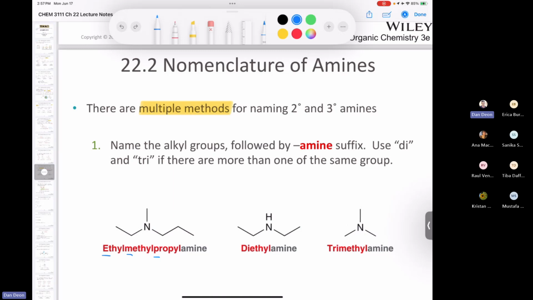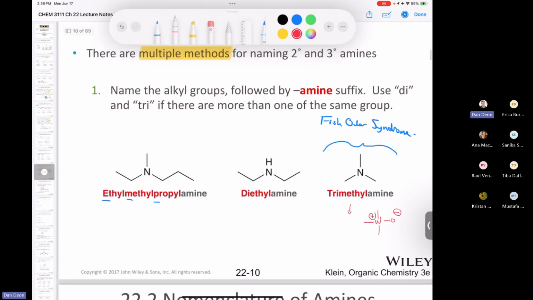And before I started recording this video this afternoon, my students and I were talking about something called fish odor syndrome. And what fish odor syndrome is, it's the inability to metabolize trimethylamine, which smells like rotten fish. It's the inability to transform it into an N-oxide, which is this compound here, which is odorless. But anyhow, I won't waste too much of our video time on that.